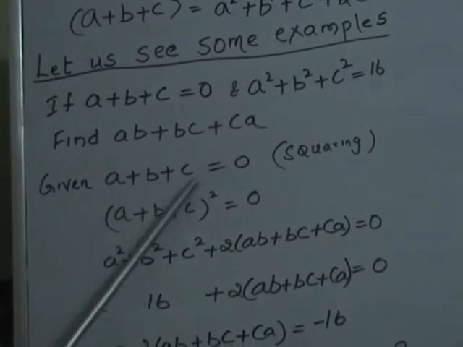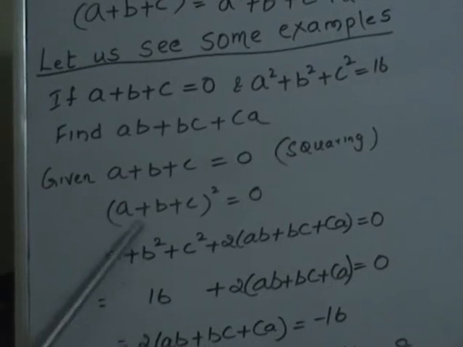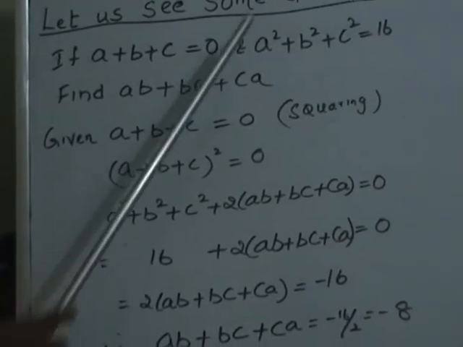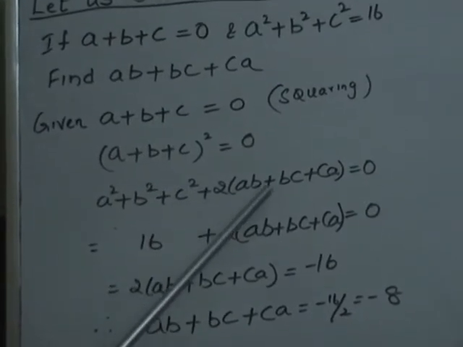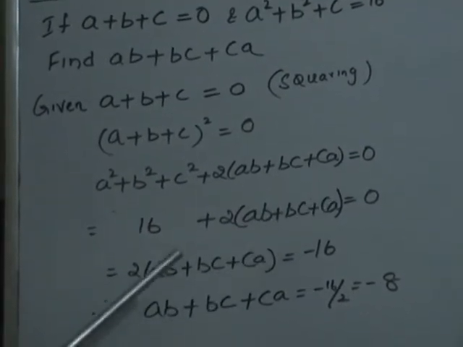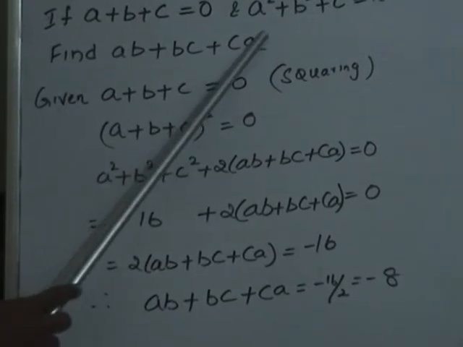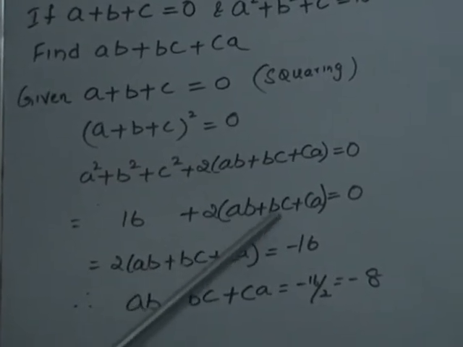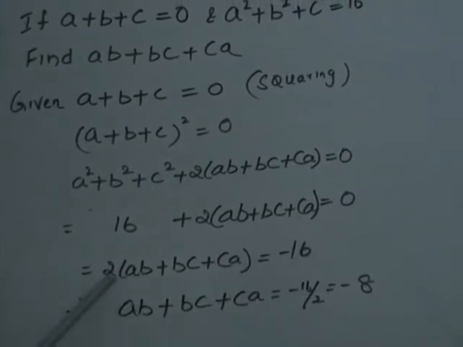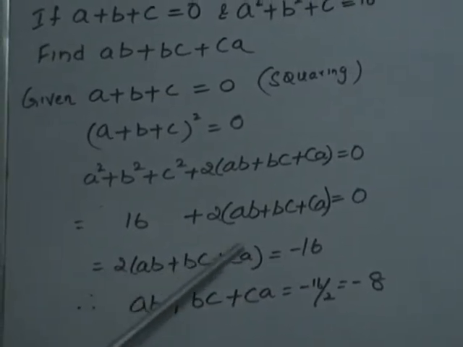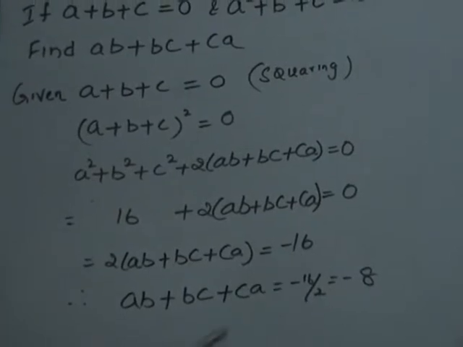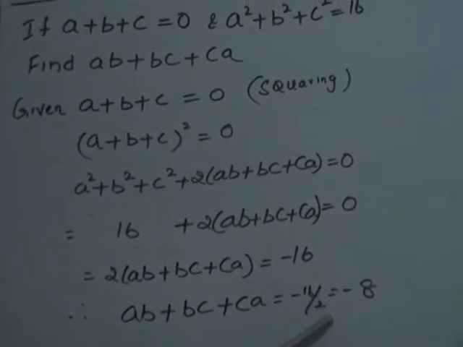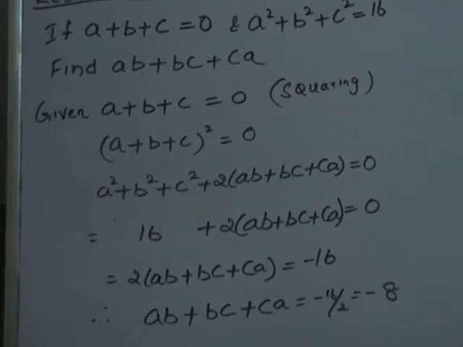Given a + b + c is equal to 0, squaring, (a + b + c) whole square is nothing but a square + b square + c square + 2(ab + bc + ca), which is 0. Substituting the value of a square + b square + c square, 16 + 2(ab + bc + ca) is equal to 0, and 2(ab + bc + ca) is equal to minus 16. Therefore, ab + bc + ca is minus 16 by 2, which is minus 8.